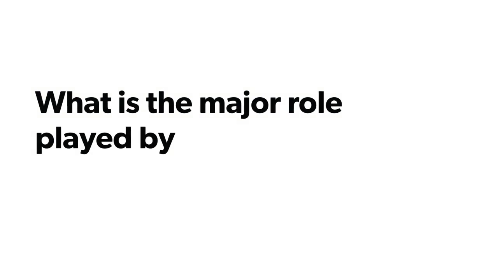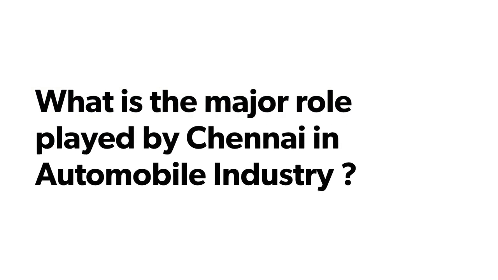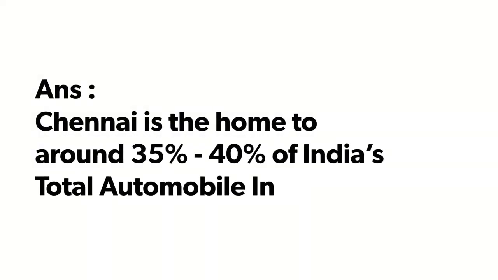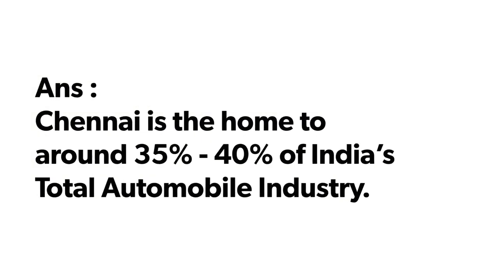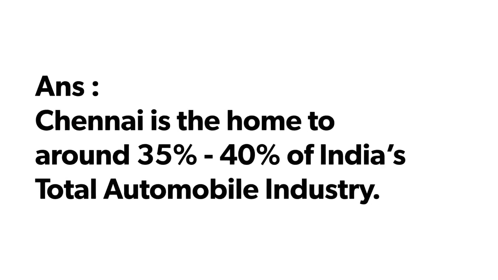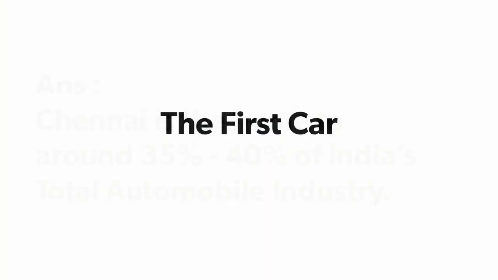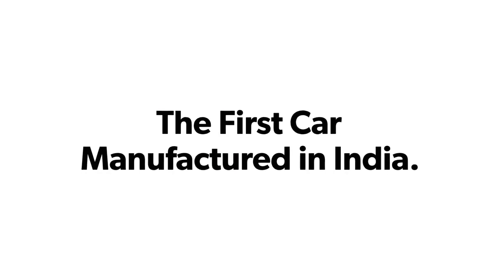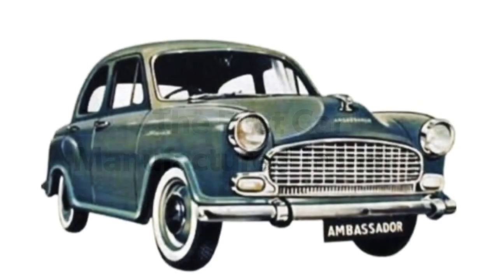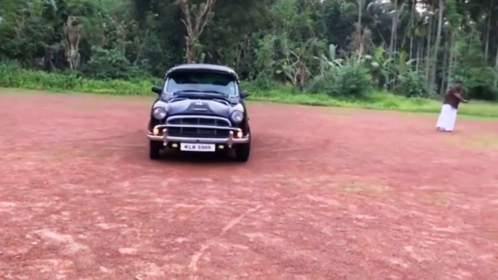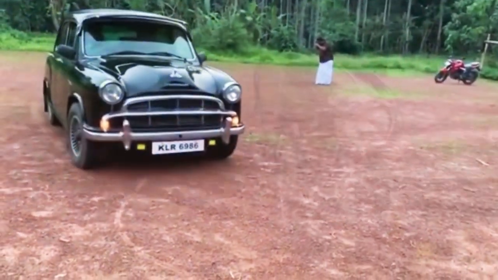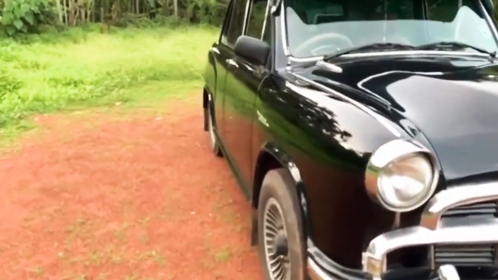Let me answer the question, what is the major role played by Chennai in the automobile industry? Chennai is home to around 35 to 40% of India's total automobile industry. The most interesting fact I would like to share with you is the first car to be manufactured in India. It was the Hindustan Ambassador. It was built in Calcutta through a technical collaboration with Morris Motors to manufacture Morris Oxford models that later became HM Ambassadors.